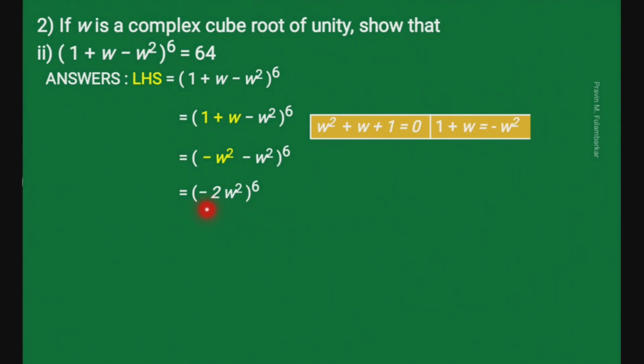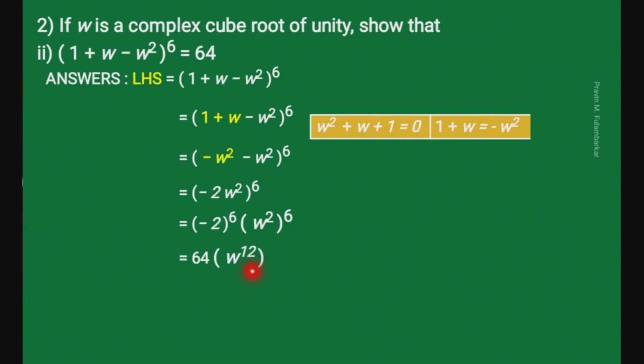So we square, we write here minus 2 raised to the power 6 into omega square raised to the power 6. So we write here their power separate. Minus 2 raised to the power 6, power is even, so we get plus 2 raised to the power 6, that is 64. And we write this omega square, its power 6. So we multiply the power. So 2 into 6 we get 12.